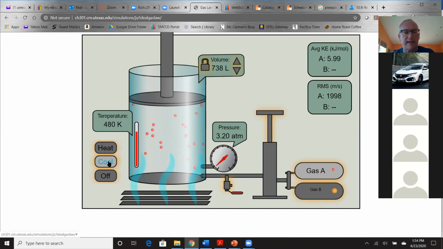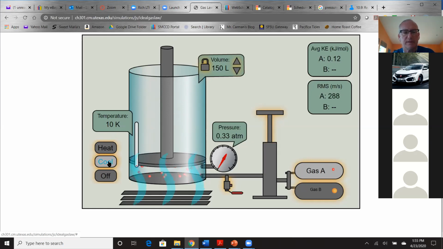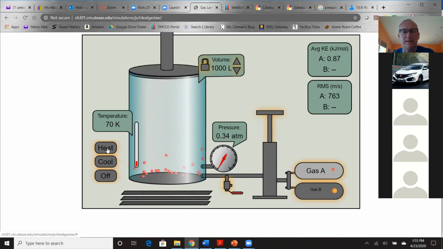And you can cool it all the way down to, I think, 10. It's the lowest. So at 10 K, now the pressure actually goes down because the volume is this low. The volume can't go to 150, it looks like. So basically what we're looking for is, can you get 5 or 6 different volumes at the same pressure to show the relationship between heat, the temperature, and the volume, okay?